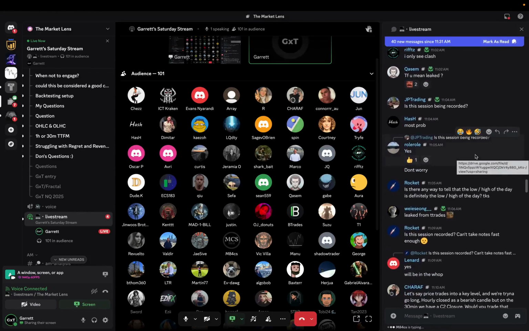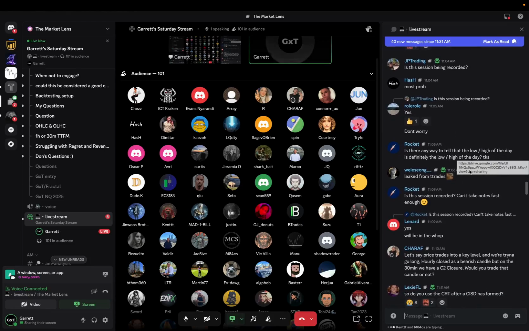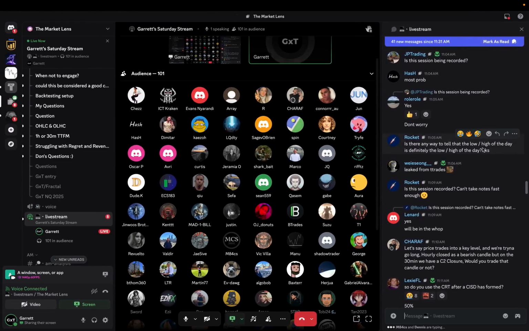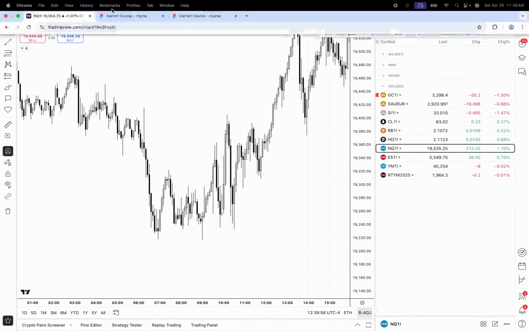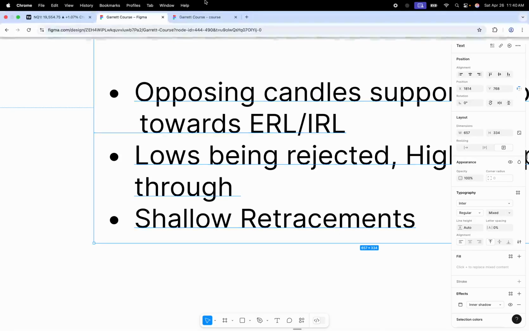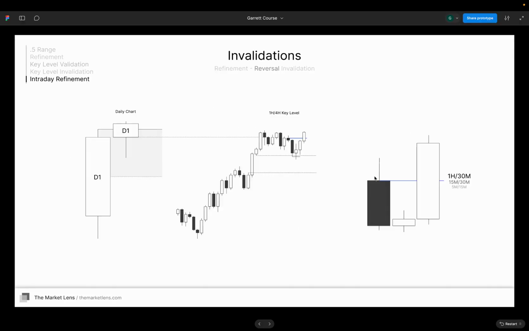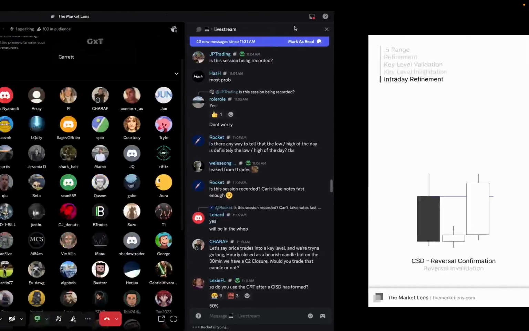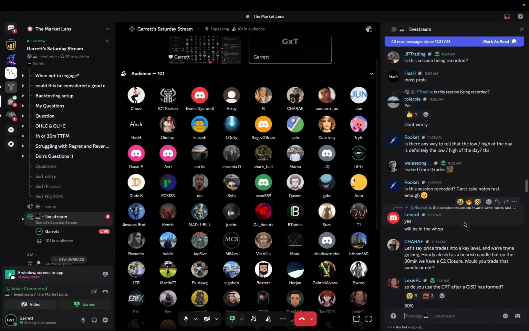Let's continue. Is there any way to tell that the low or high of the day is definitely the low or high? So this is when price trades into a relevant level and then gives you a reversal signature. That's why it's important for price to expand away. And then it's going to create these invalidation levels for continuation, right? So like this. It's going to create these invalidation levels for continuation. And these need to hold. And then what do we want to see? We want to pair that with the driver. So when the driver starts to expand away from that, that's how you know. That's how you confirm narrative, right?